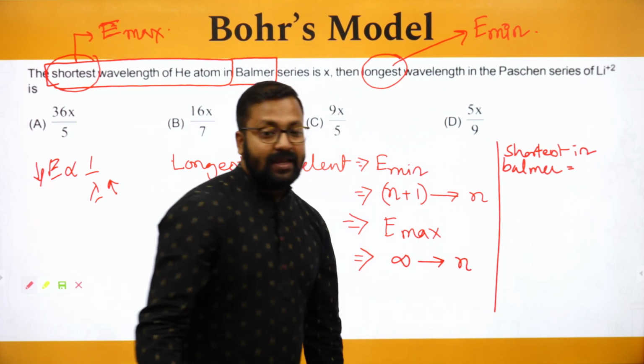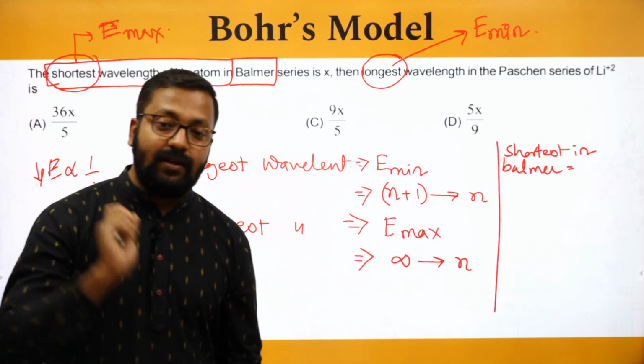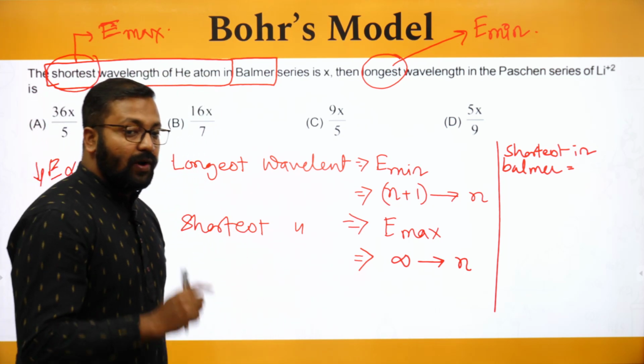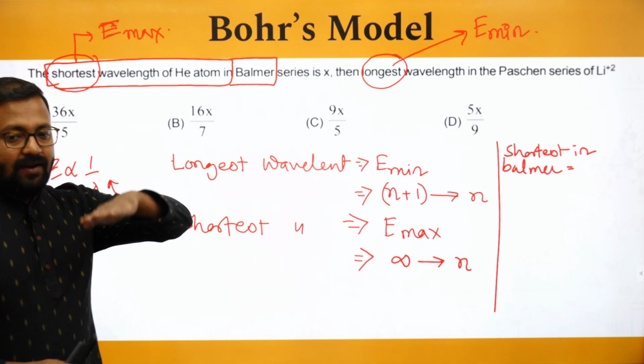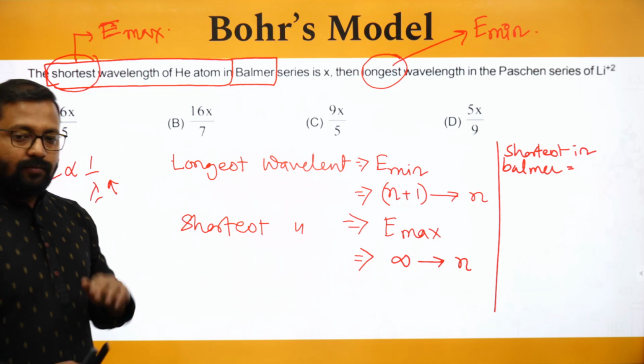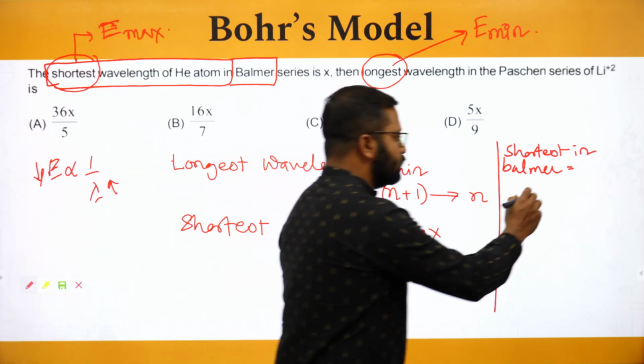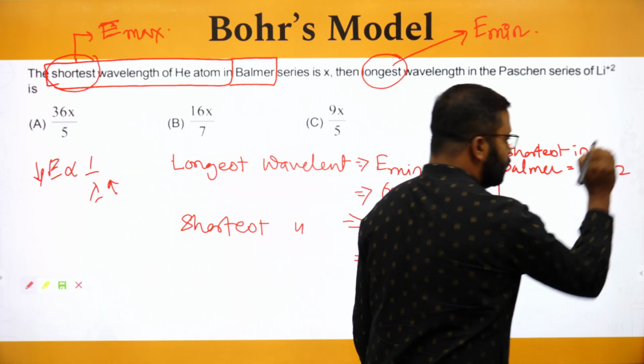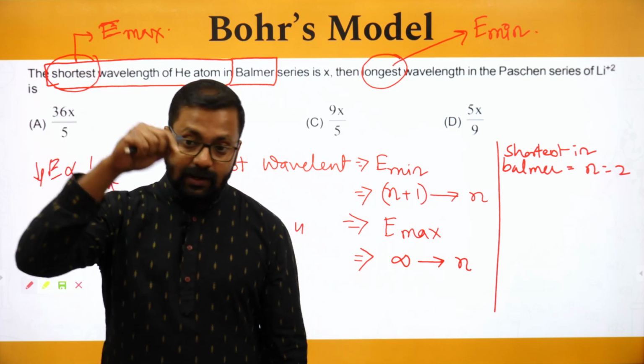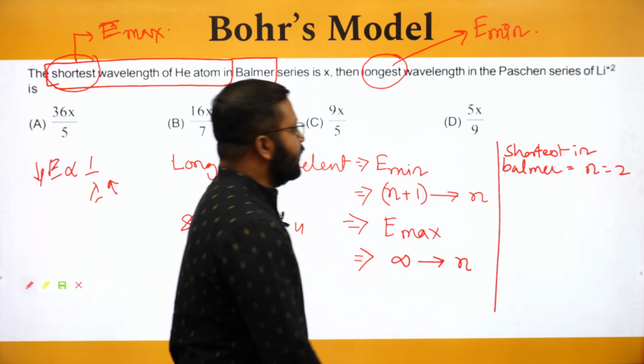So for the Balmer series, what will be the value of n? n for the Balmer series will be 2, because for Balmer it will jump down to the second energy level.